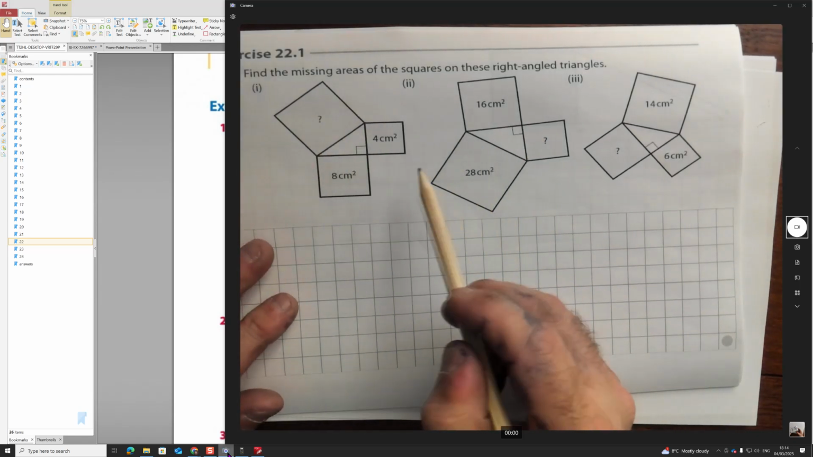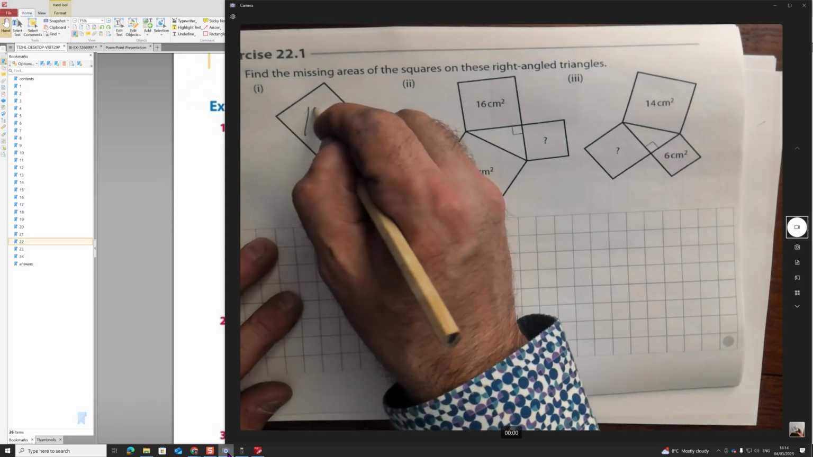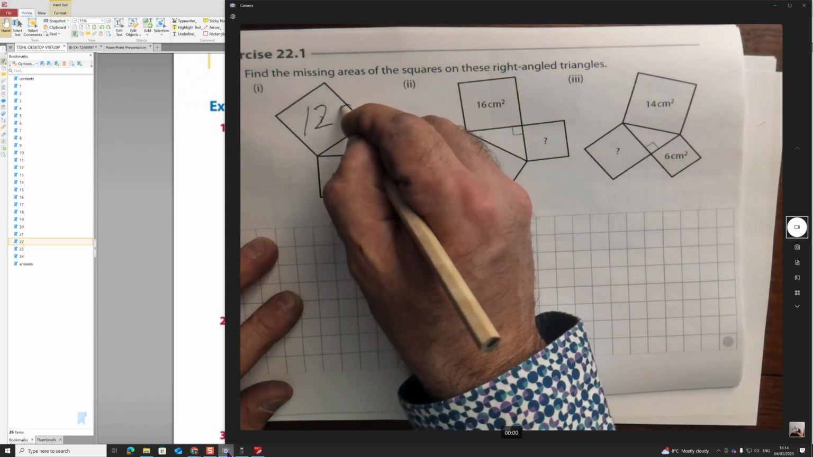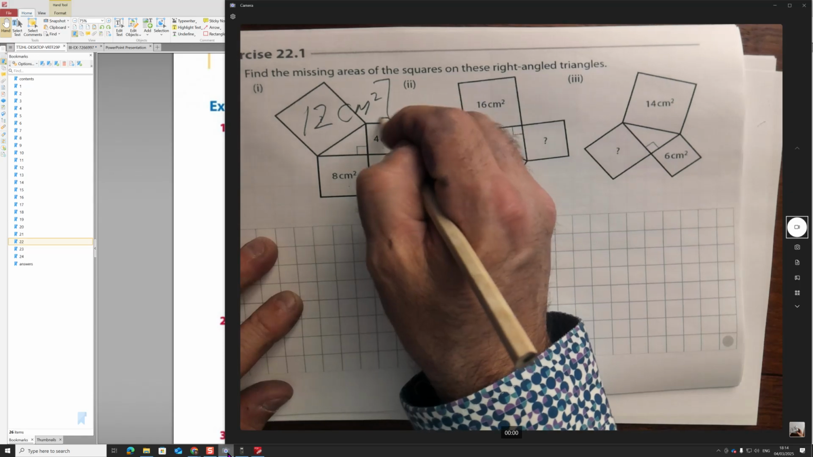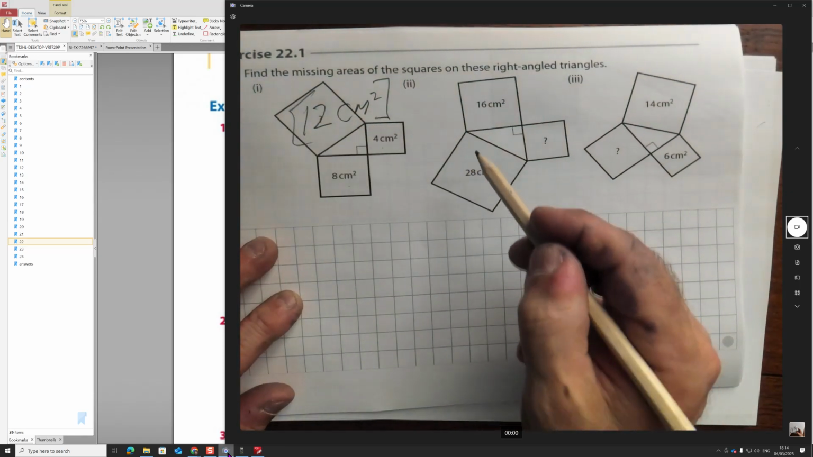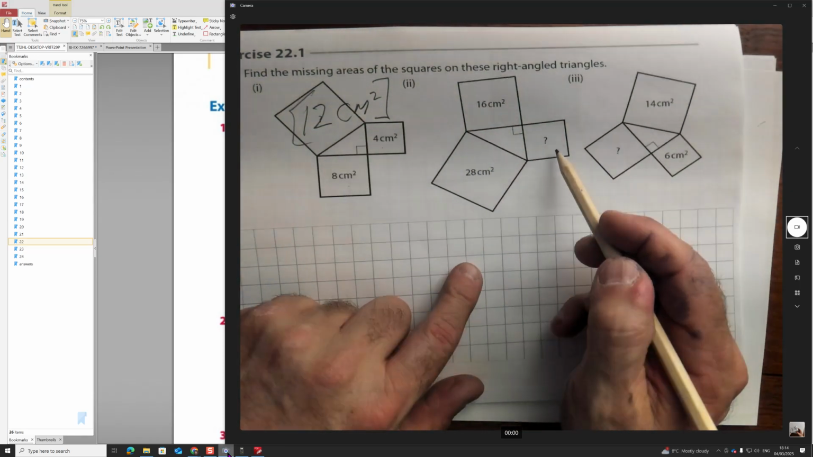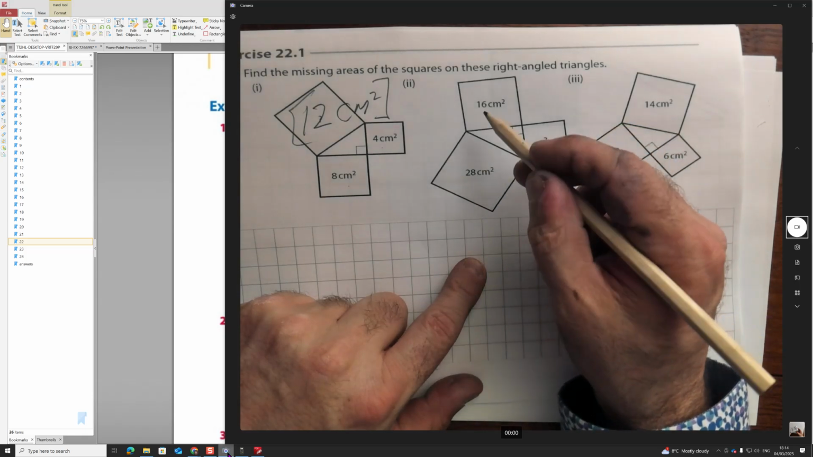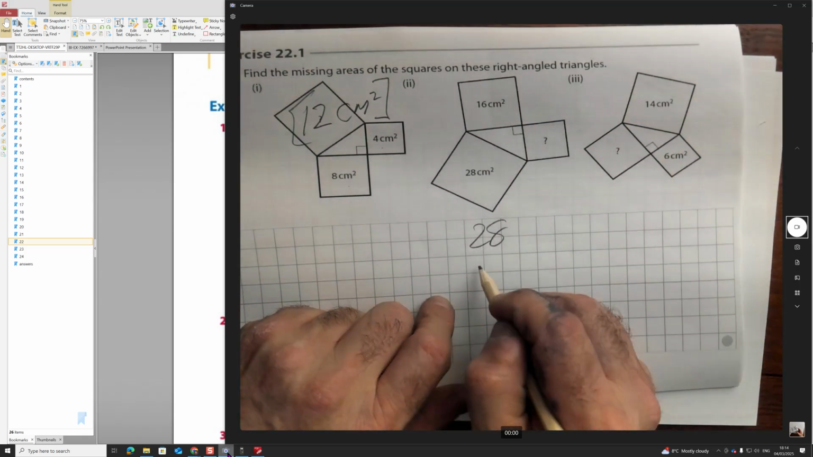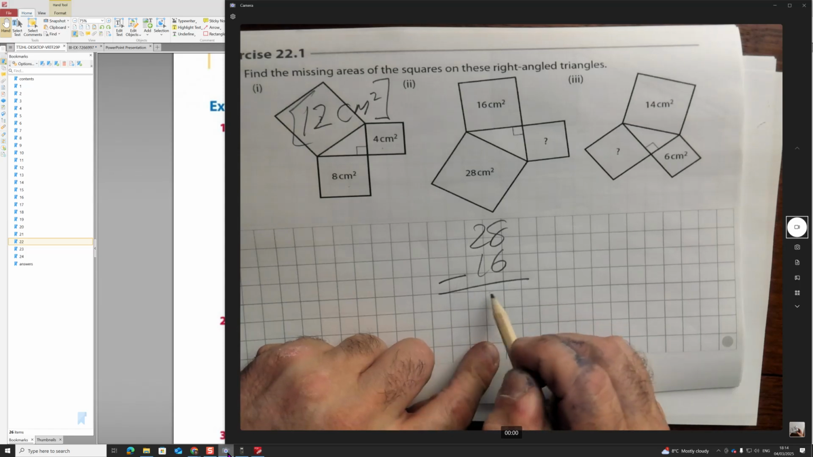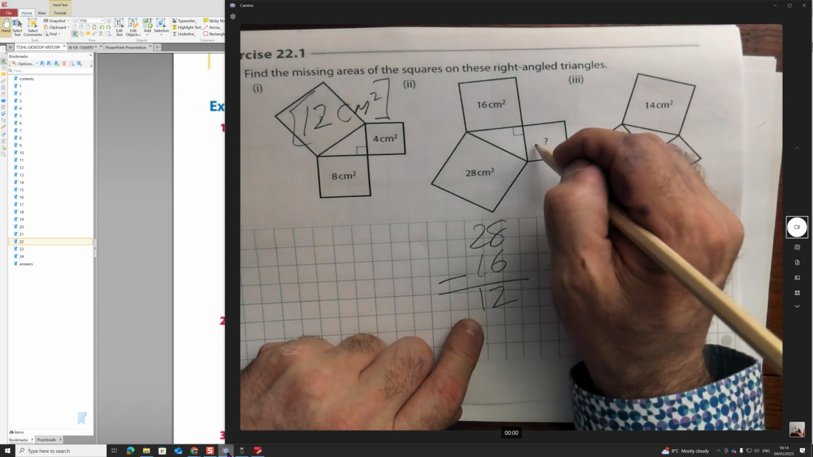Find the missing areas. So in this case, it's addition. So it will be 12 centimeters squared, and I'll generally put square brackets around that. In this case, it'll be subtraction because it's a leg. So 28 take away 16. I can show my work. Okay, is 12.